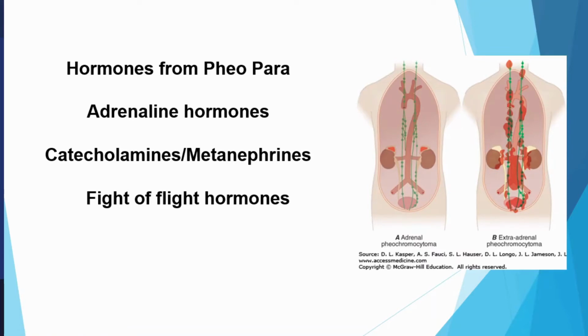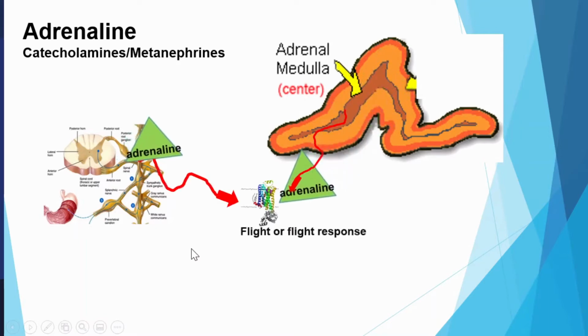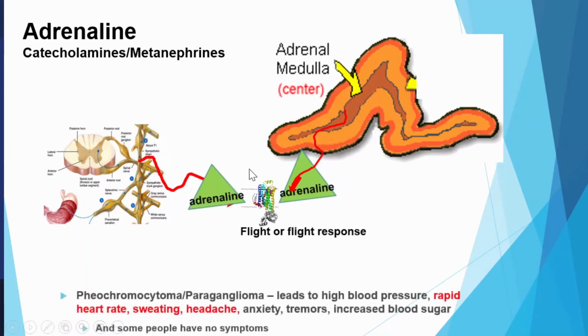And the fancy medical term for adrenaline hormone is catecholamines and metanephrines. These are our fight or flight hormones. So if we look at the adrenal gland, which you can see up here, or the ganglia, the nerve bundles, which you can see on the left side of the screen, adrenaline hormone can be made from either of these. They bind to a receptor and lead to our fight or flight response. That's the response that we need if someone scares us.